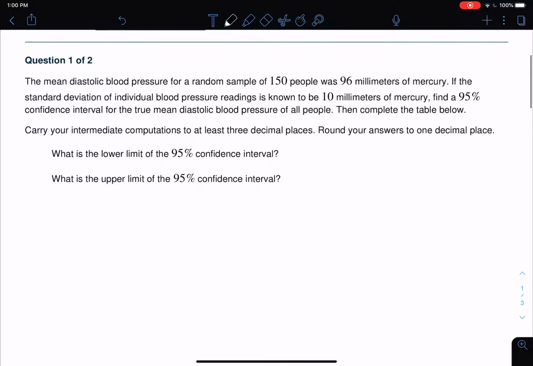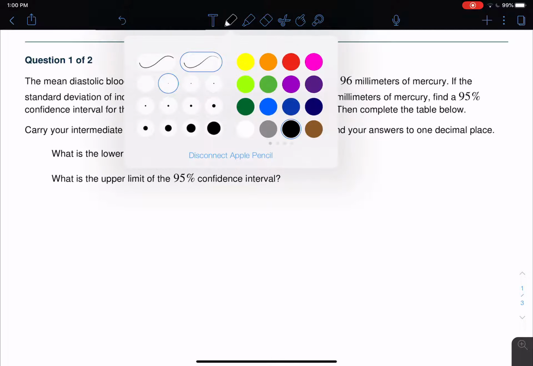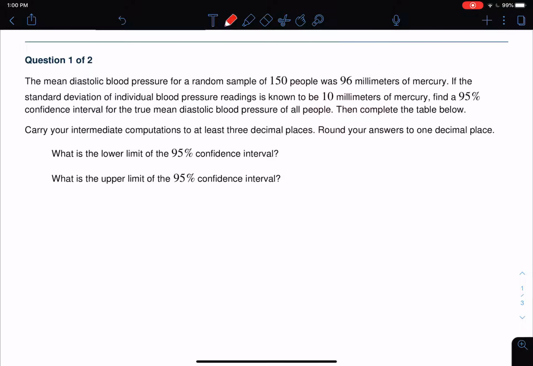It says, question number 1, the mean diastolic blood pressure for a random sample of 150 people was 96. Maybe we put some color on that. They're already talking about the mean, so the mean blood pressure for a random sample of 150. So right there, we already know that n is 150, and they're talking about a sample. So this mean value right here is not the population mean. This is the sample mean, so we need to use the proper notation, x bar.